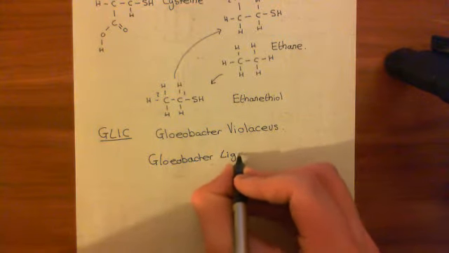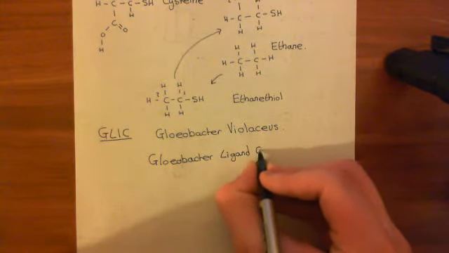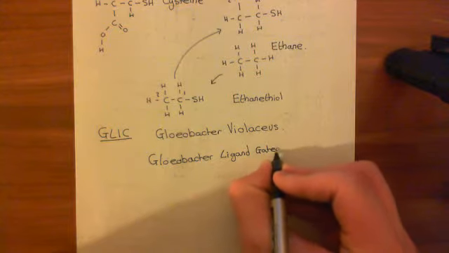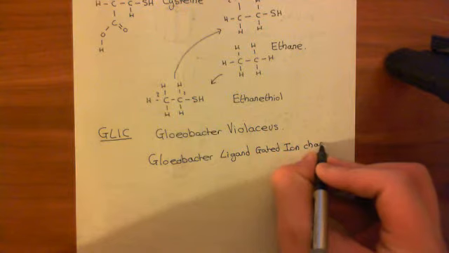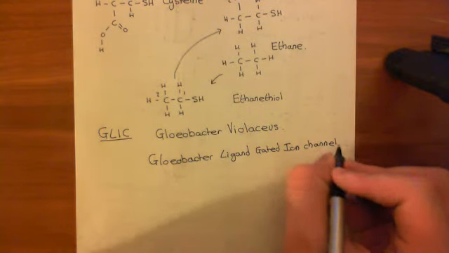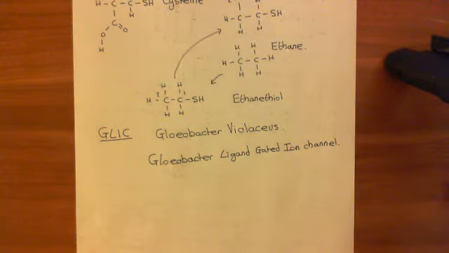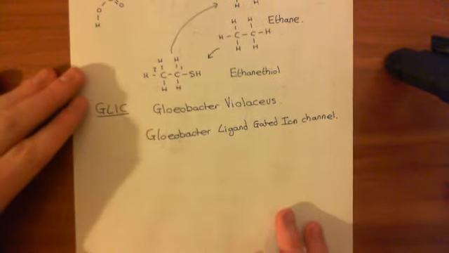So GLIC is the Gloeobacter ligand-gated ion channel, although we're going to see that it isn't actually a ligand-gated ion channel. It is in fact gated by pH rather than by a ligand as such. Well, I suppose you could call it a ligand because pH is proton concentration really, so it's gated by protons. But it's not a conventional ligand. Right, so let's look at the structure of the GLIC channel then.